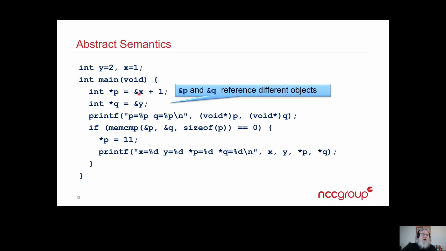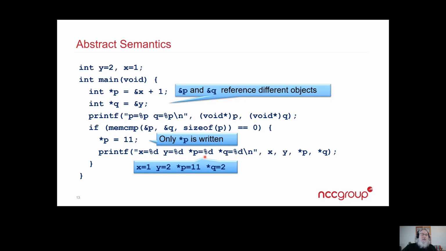P is a pointer to object x, and q is a pointer to object y. And once the provenance is established, it can't be changed. So down here in this code, when we make the assignment through p, we're only modifying p. We're not modifying y because p is not a pointer to y. And in fact, we're not even modifying x because this pointer's been changed to not reference the storage for x anymore.